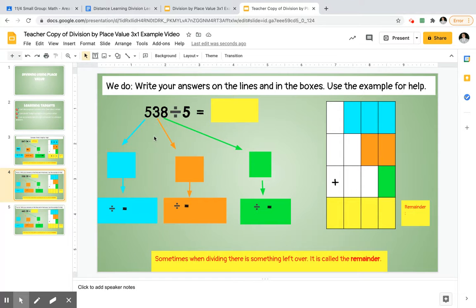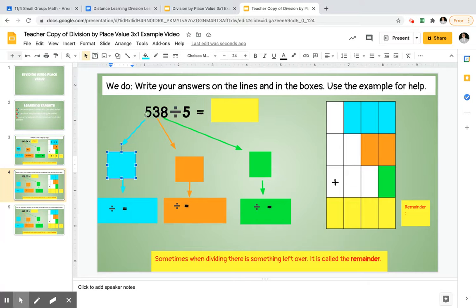Here we have 538 divided by 5. Well, I'm going to start by breaking down these numbers by place value. I have a 5 in the hundreds place, which means that is going to be worth 5 hundreds or 500. I have a 3 in the tens place, which means it's going to be worth 3 tens or 30. I have an 8 in the ones place, 8 ones or 8. All right, now I can write my number sentences.